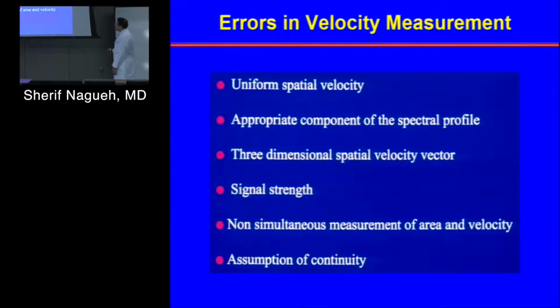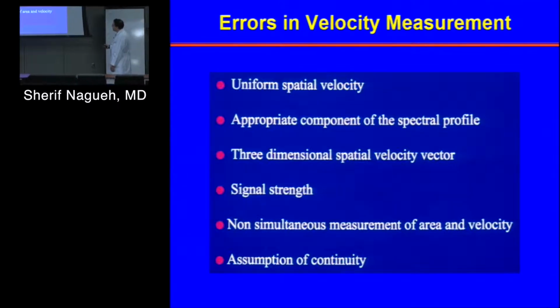We talked about errors in area. How about errors in velocity? We assume that the velocity is uniform, and we just said, for the most part, yes, but not true all the time, particularly if we're looking at turbulent flows. We need to recognize which component of the spectral profile we measure, and the consensus is that we go for what is called the modal velocity. This is the velocity with which most red blood cells are moving and is recognized as the brightest part of the spectral envelope. If I can get a 3D spatial velocity vector, that would be the most representative.